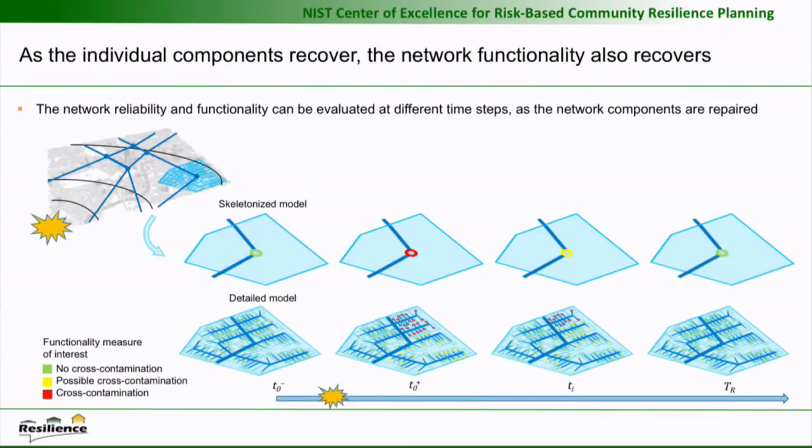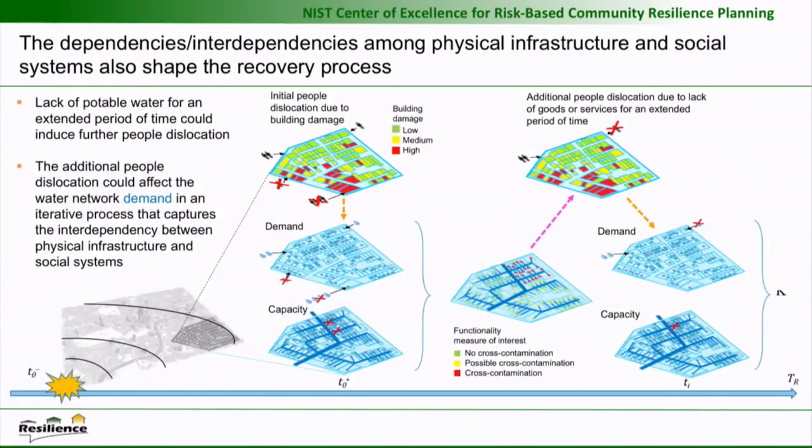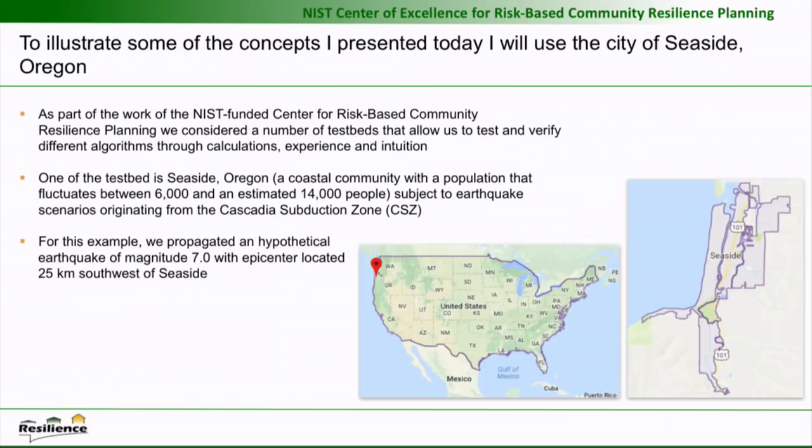As the individual components recover, the network functionality also recovers. The dependencies and interdependencies among physical infrastructure and social systems also shape the recovery process. Lack of potable water for an extended period of time could induce further population dislocation. The additional population dislocation could affect the water network demand in an iterative process that captures the interdependency between physical infrastructure and social systems.